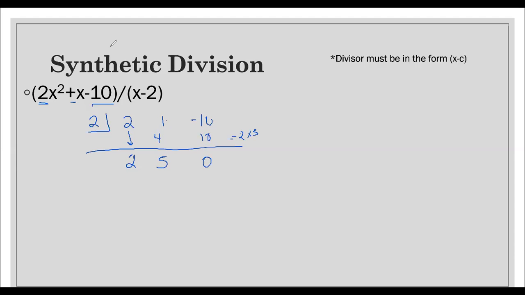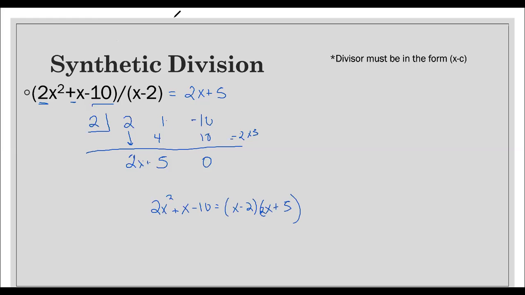So now what we can say is that these are going to be our coefficients, and we're going to drop down our power by 1. So this becomes 2x plus 5. So this is equal to 2x plus 5. We can also write this as 2x squared plus x minus 10 is equal to the product of x minus 2 times 2x plus 5. Okay? So that's one example.